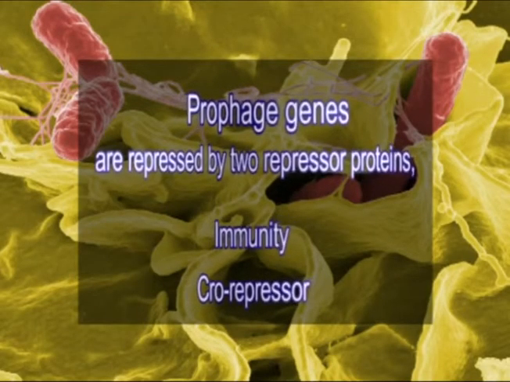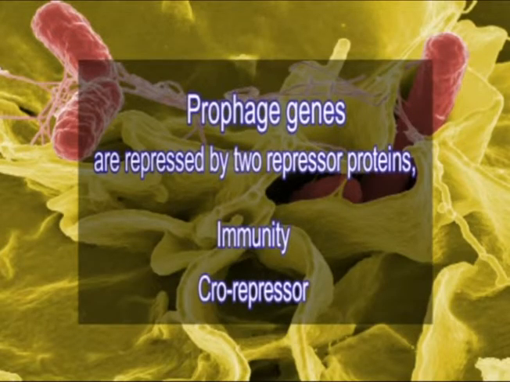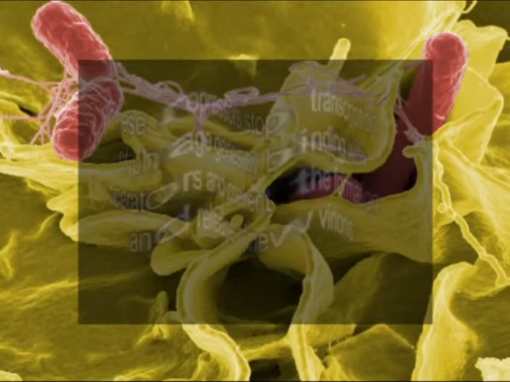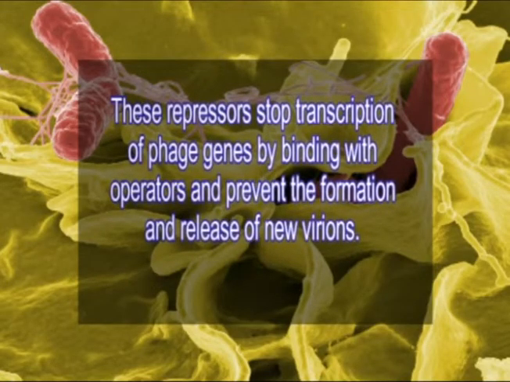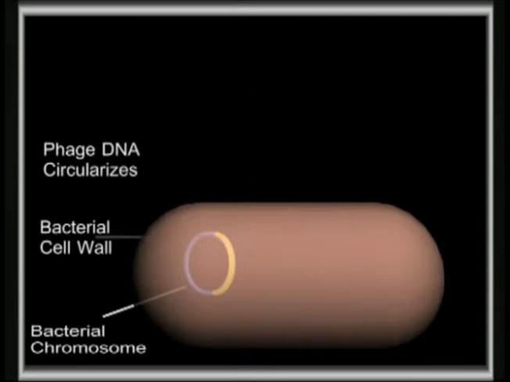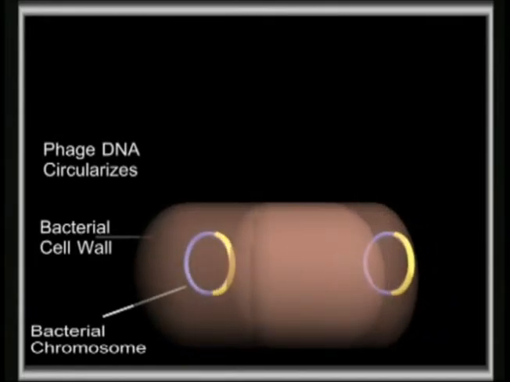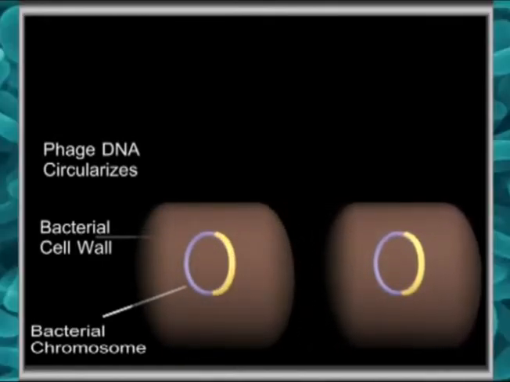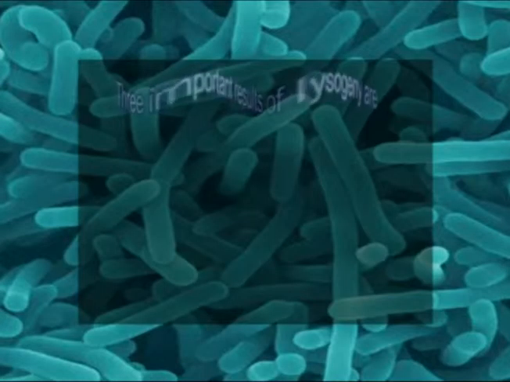Most of the prophage genes are repressed by two repressor proteins, the immunity repressor and the CRO repressor. These repressors stop transcription of all other phage genes by binding with operators and thus preventing the formation and release of new virions. The bacterium metabolizes and reproduces normally and the viral DNA is transmitted to daughter generations. Lysogeny results in permanent transformation or alteration of the host cell.